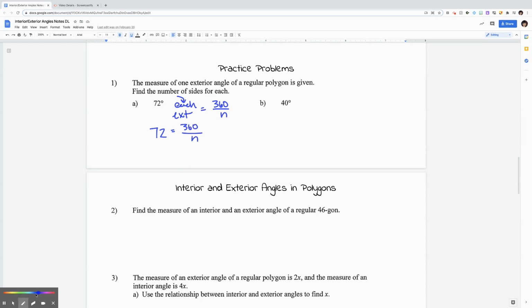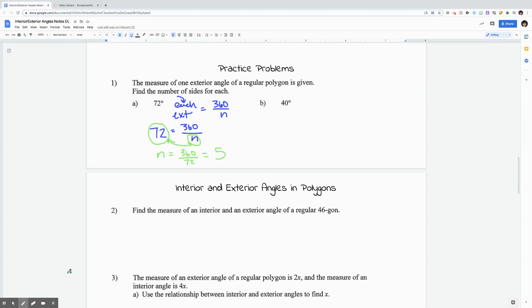Now there's a couple of ways you can solve this, but the way that's going to take you the least amount of steps is to take this value and your variable and switch their locations. So n equals 360 divided by 72. If you don't know what that is off the top of your head, the more of these problems you do, you'll get better at remembering which numbers go together. If you divide 360 by 72, you get 5. So there's 5 sides in this polygon.